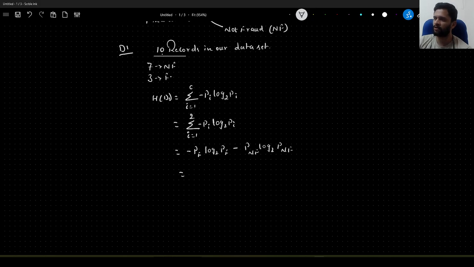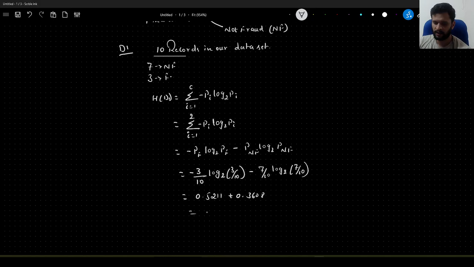Now we will plug in the values. We have a total of 10 records in data set D1. What is the probability of fraudulent? It will be 3 by 10 into log 2 of 3 by 10. Similarly, the probability of non-fraudulent will be 7 by 10, so 7 by 10 log 2 of 7 by 10. I have already calculated it, so I'll write the values down: 0.5211 plus 0.3608. If you add this, we get the entropy as 0.8813. So this is our entropy for the data set D1.